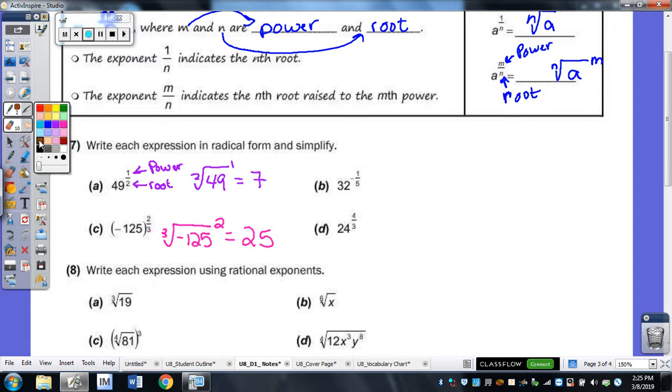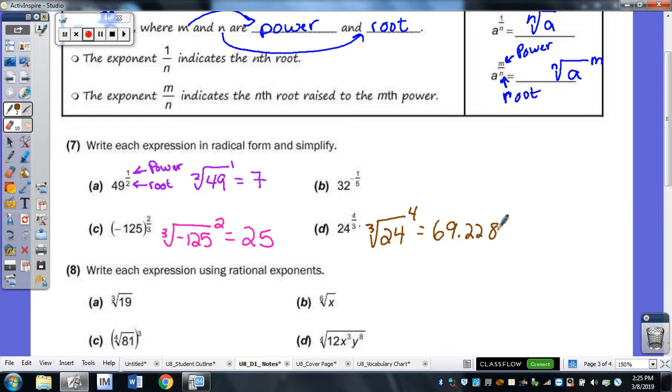Yeah, but it's going to tell you to set it up in the radical form, so you still have to remember how to set it up, but then you can type it in your calculator, yes. So this one, third root of 24 to the fourth power. So go ahead, type that one in. That's going to get us a decimal. What comes after the 7? So 2 to 8, I'll round off to.